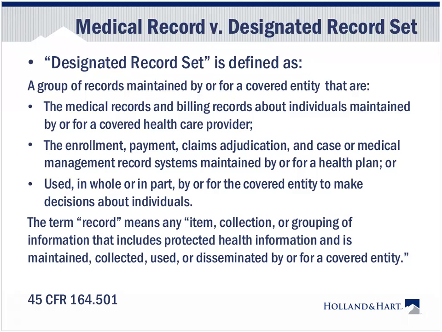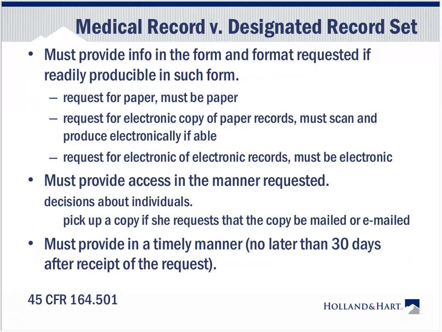And the record is anything. It's the item, collection, or grouping of information that includes protected health information and is maintained, collected, used, or disseminated by or for the covered entity. Again, it includes business associates as well. So if it fits this definition of a designated record set, then what has to happen? Well, I'm going to go back to the previous slide.